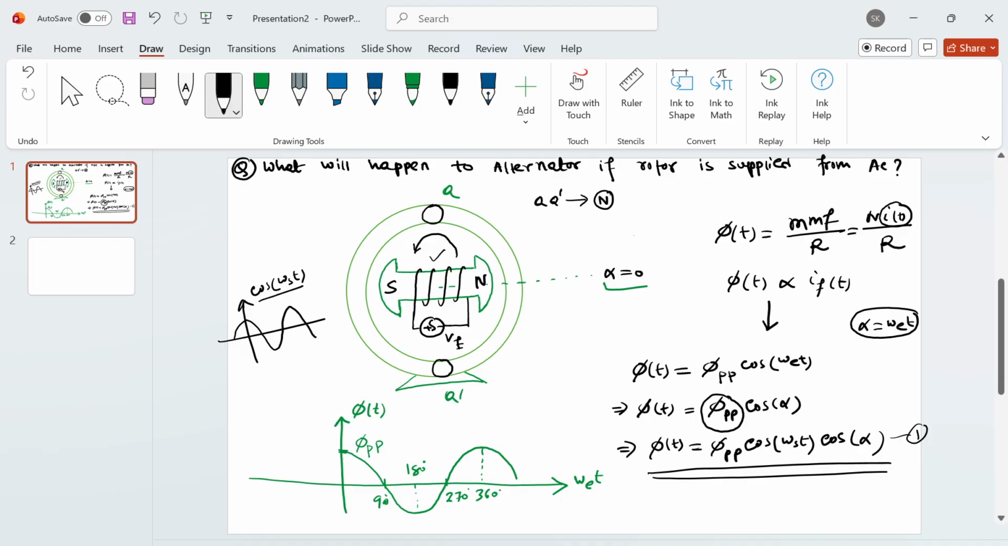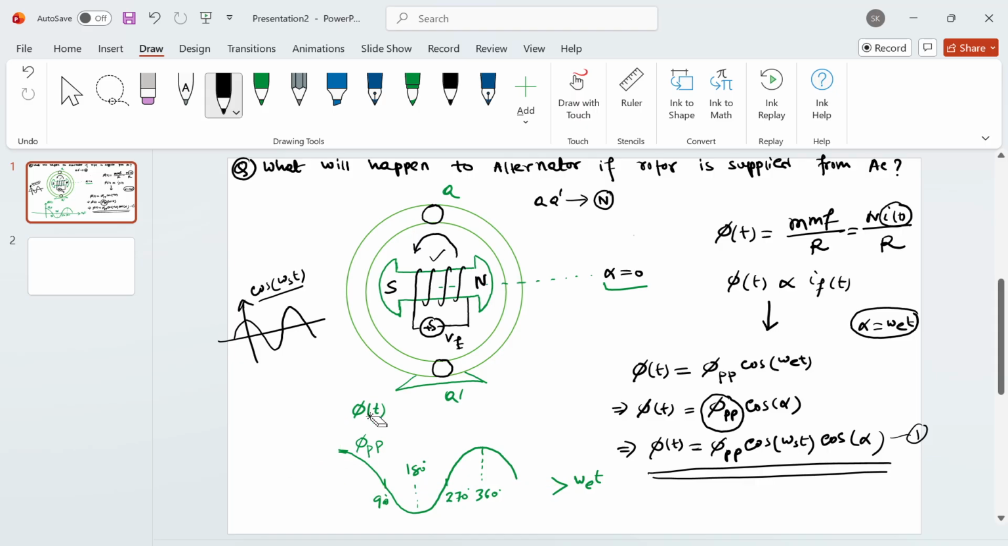At a later point of time, I will discuss that two types of waves are there: something called a traveling wave, and something called a standing wave. And this particular equation, equation number one, is basically a standing wave. These things I will discuss in the operating principle of the single phase induction machine. As of now, we can just remember that it is a pulsating waveform or a standing waveform.